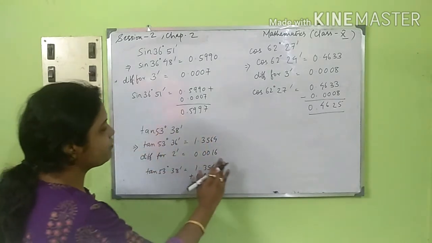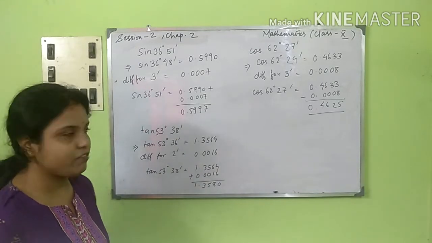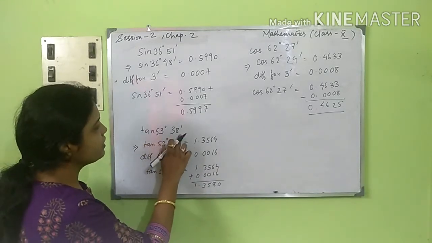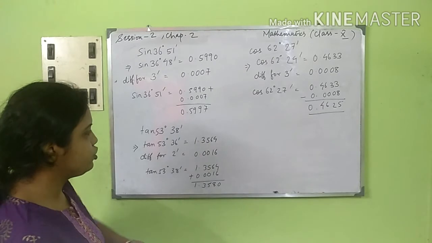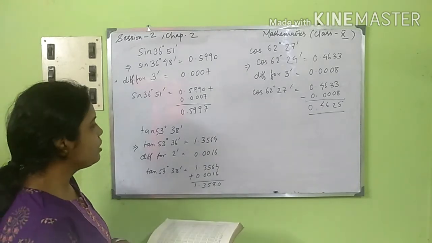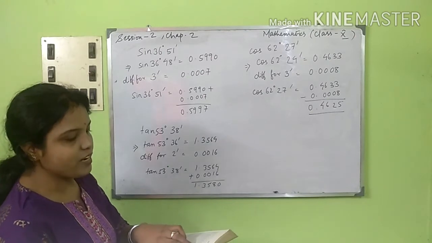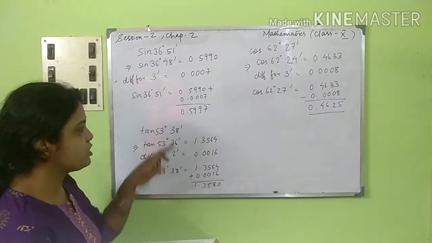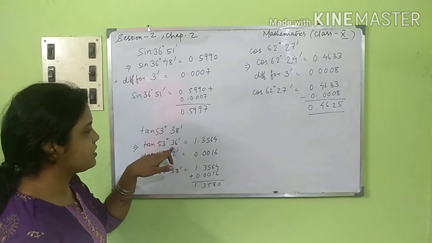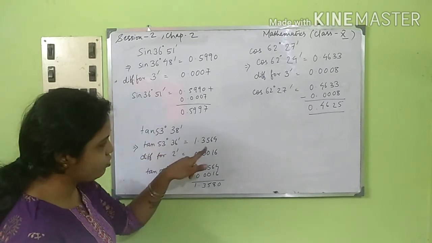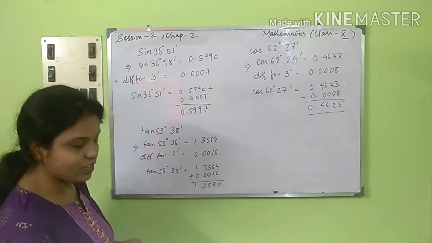In case of tan also, the same procedure. We have tan 53 degree 38 minutes. If you check tan's value nearest to 38 minutes, it is the 36 value, not the 42 one, because that is more. So we have to take the 36 minutes. That is, we are getting 1.3564. You can just check it over here.